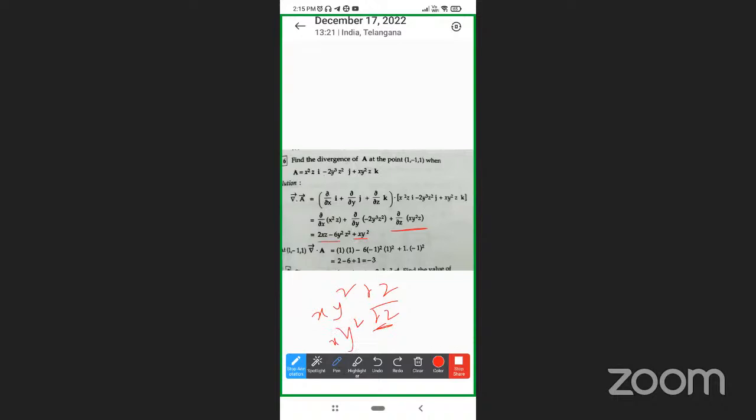So this is del dot A, the divergence of the vector A. One step is finished. At the point (1, -1, 1), we substitute the point: x, y, z equal to 1, minus 1 and 1 into this expression for del dot A.